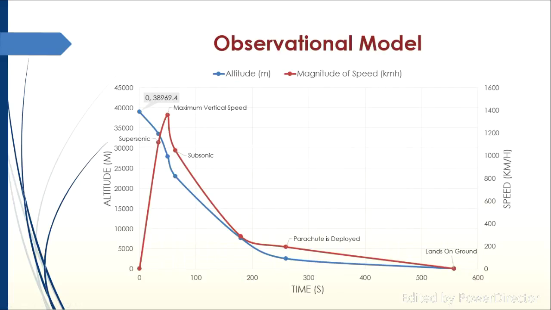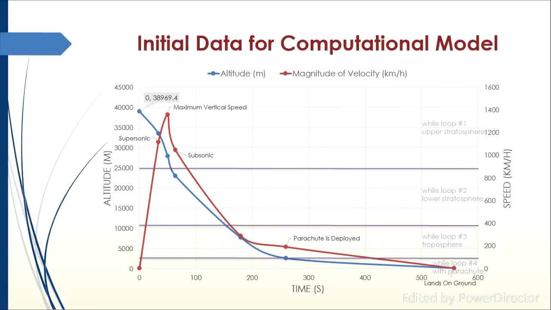Using data points from Red Bull Stratus' website, I was able to create an observational graph of Felix's motion. The blue line represents the altitude as he descends, and the red line represents the magnitude of speed. Using these data points, I was able to gather initial data for the computational model.